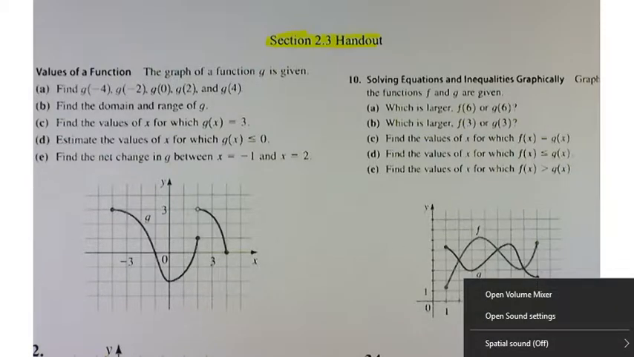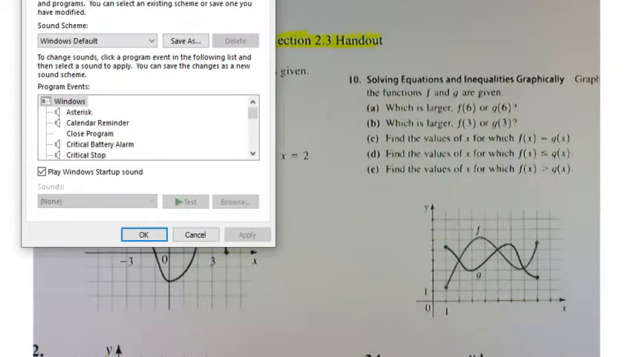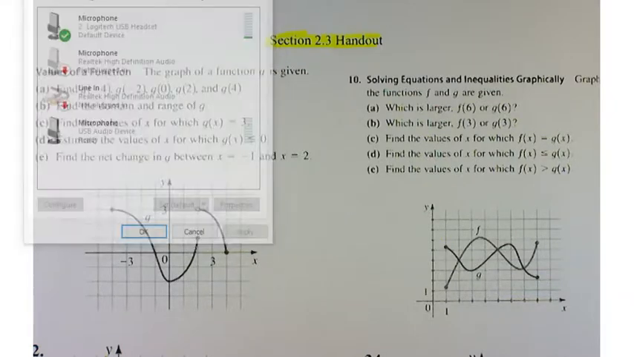And Bilal's reminding me we should double check the sound. I do believe we have, yeah, we're good on the sound.